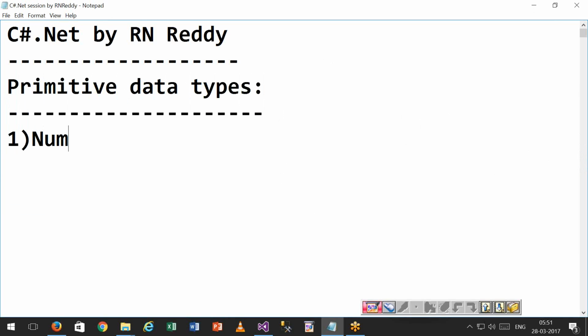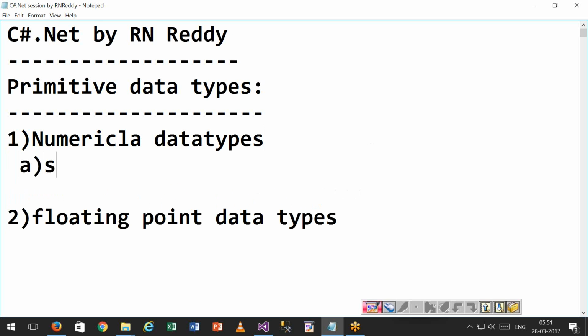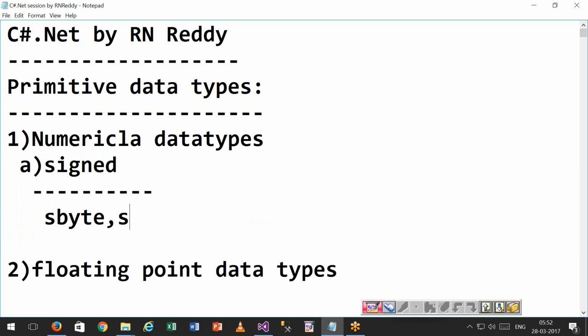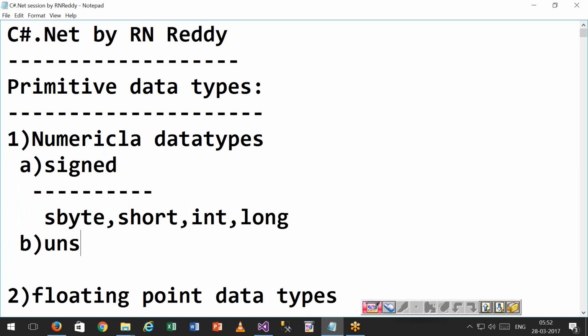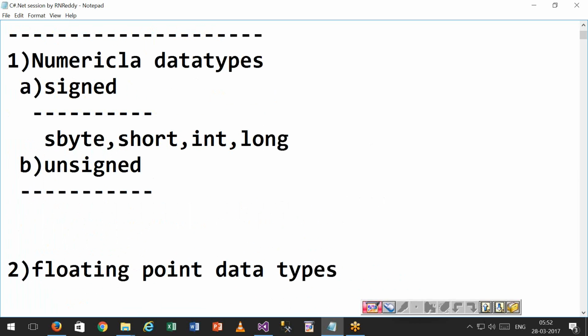How many are there? Like we have 5: numerical data types, floating point data types, character data type. In numerical data types, signed and unsigned, remember? Signed: SByte, short, int, long. Unsigned: byte, ushort, uint, ulong.